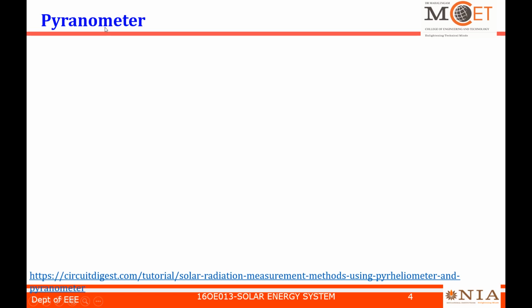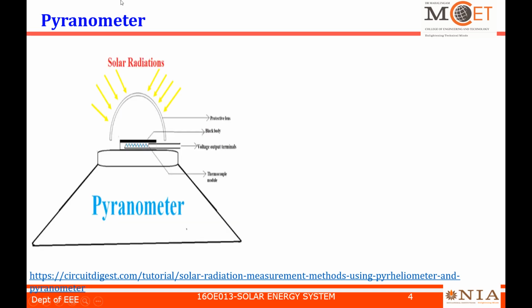Pyranometer is an instrument used to measure both direct radiation as well as diffuse radiation. In this, the lens is a dome-shaped lens so that it can observe both direct radiation as well as diffuse radiation. But in a pyrheliometer, the protective lens accepts only a specific angle. This is a dome-shaped protective lens. Both the radiations, direct as well as diffuse, will pass through this lens.